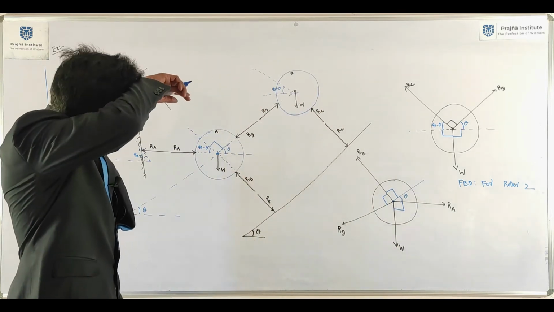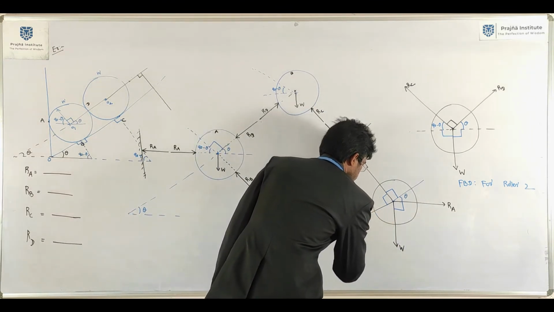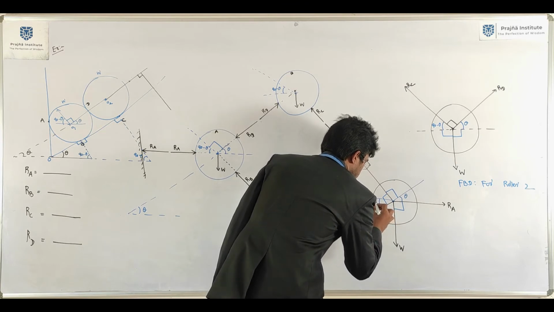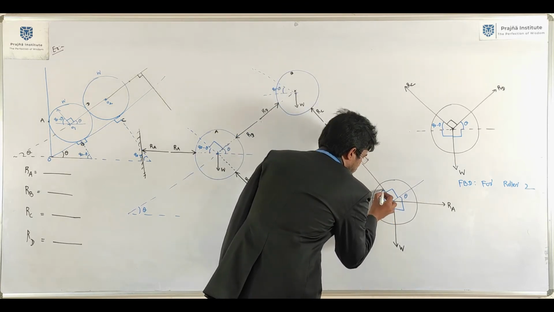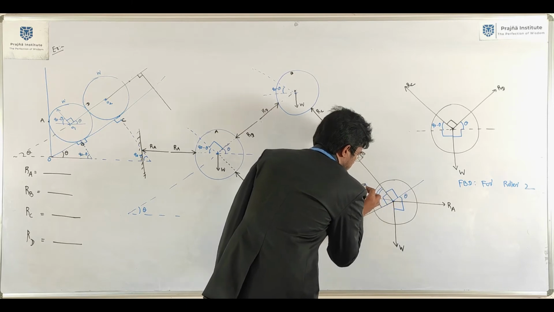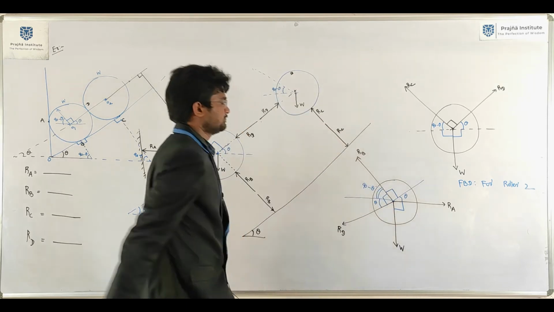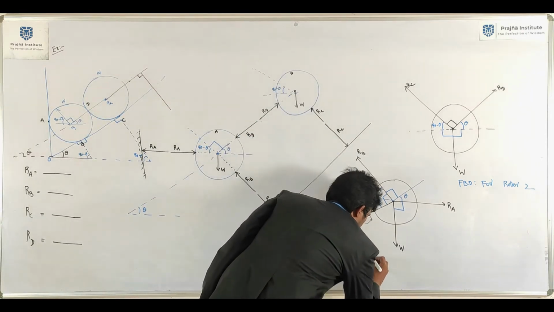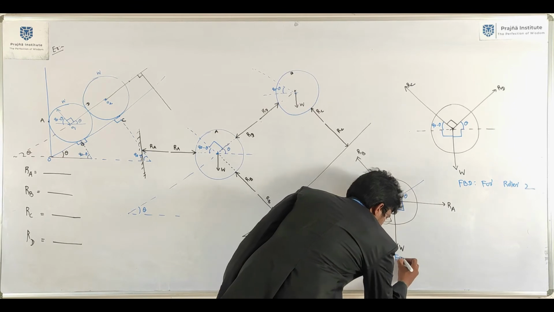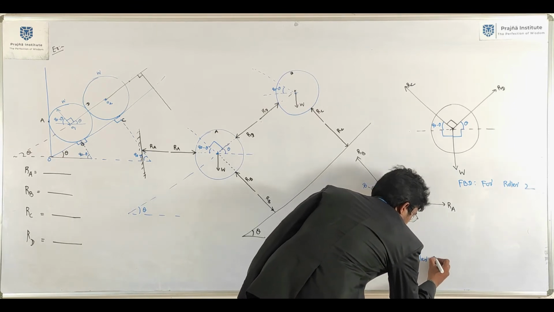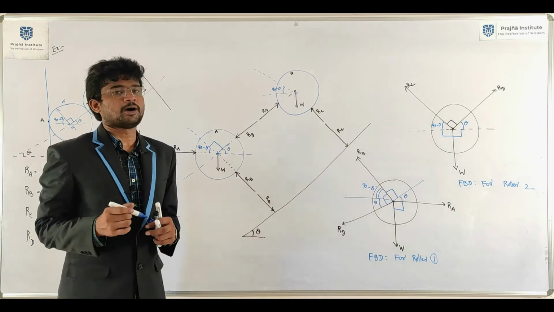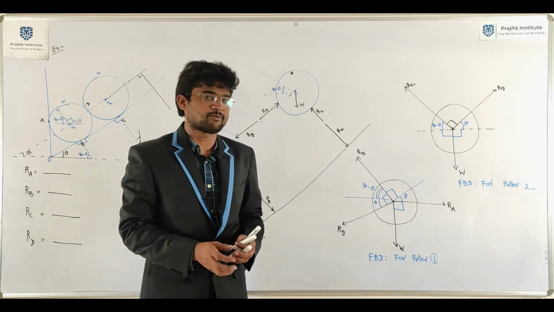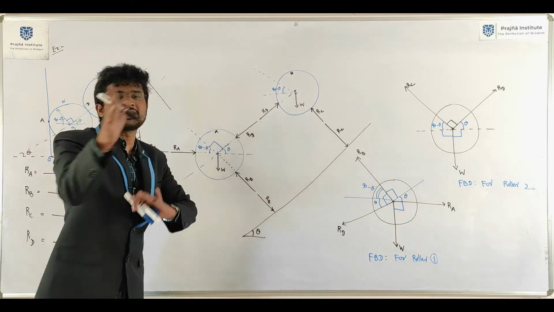Now we need to apply Lami's theorem. Here if it is theta, it will be theta, and from here to here 90 minus theta, correct? This is all about the free body diagram for roller 1. Once you solve this problem, then you will be habituated to draw the free body diagram for a system of rollers. Okay, some portion will come in GATE.